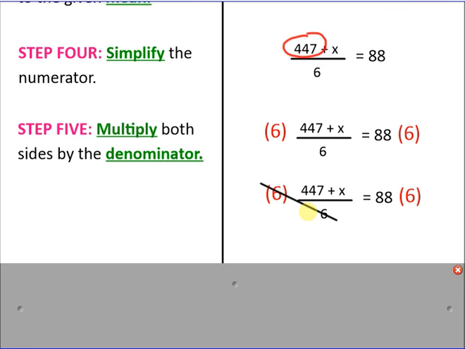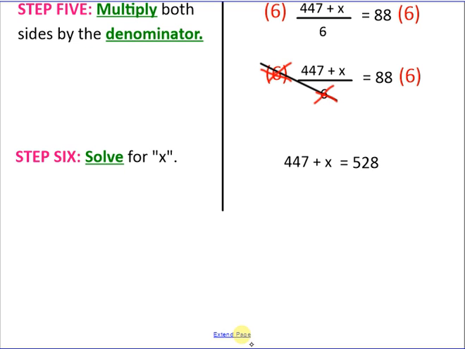Now, these 6's are going to cancel. Goodbye, goodbye. Thank you for coming. And I'm going to bring this down. Then I'm going to do 88 times 6. So, 88 times 6 is 528. I brought down my 447 plus x.